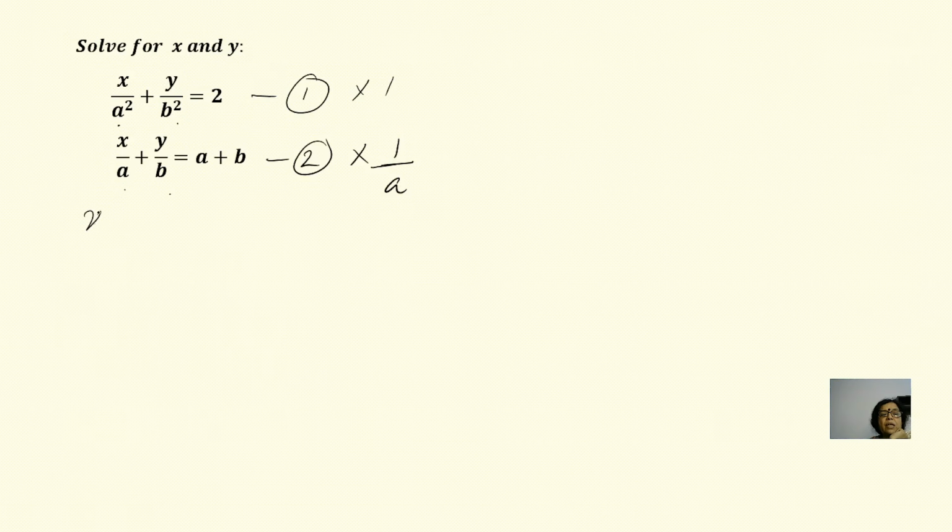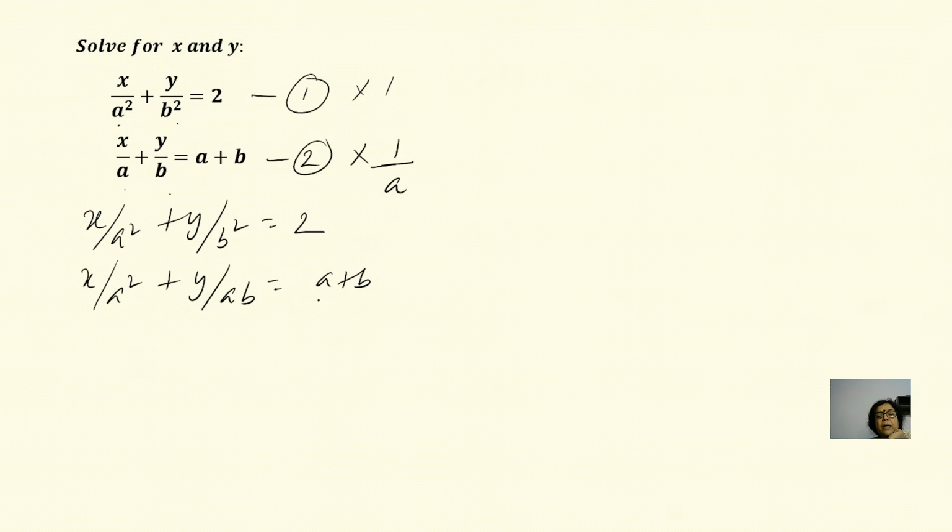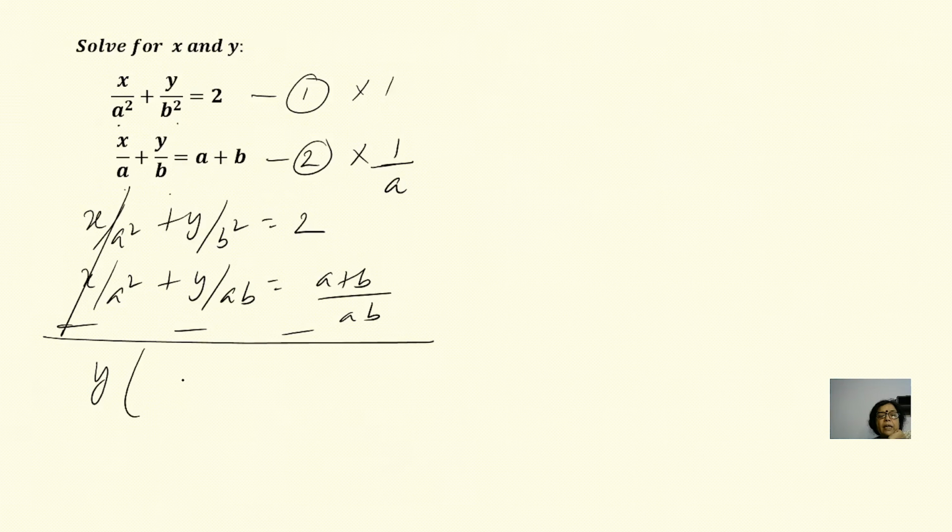So the first equation I will write as it is, x by a square plus y by b square is equal to 2. The second one will become x by a square plus y by ab is equal to a plus b by ab. So when you subtract, change the sign and this gets cancelled. Here we are left with y into 1 by b squared minus 1 by ab is equal to 2 minus a plus b by ab.